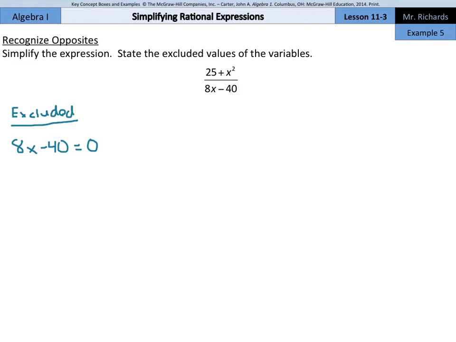So if you add 40 to both sides here, you get 8x equals 40. Divide by 8 and x equals 5. And so that's going to be an excluded value for our expression. And now we get to simplify.